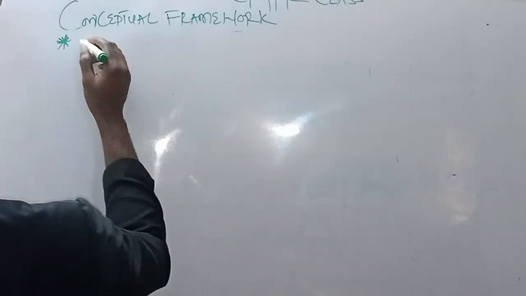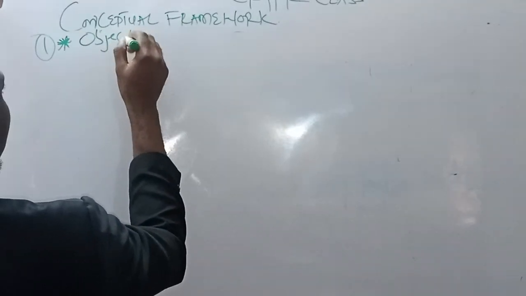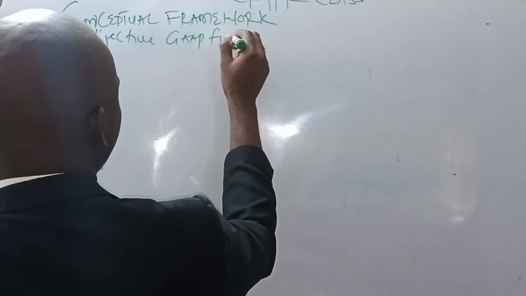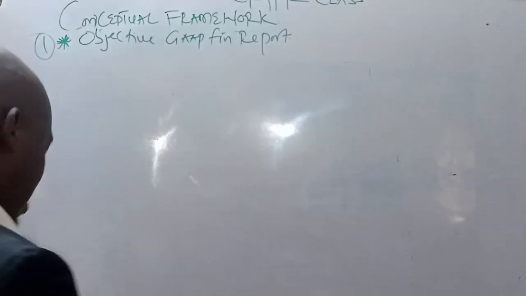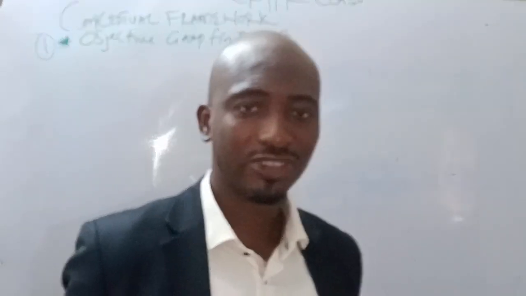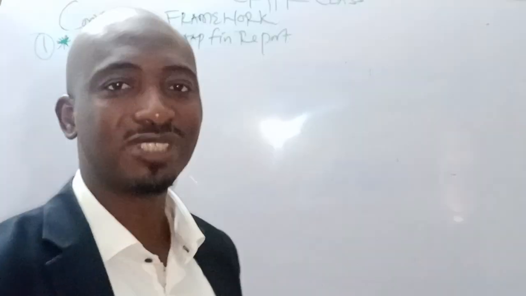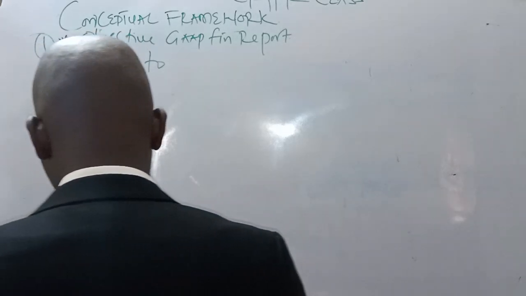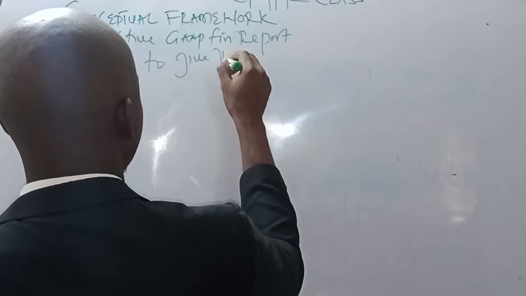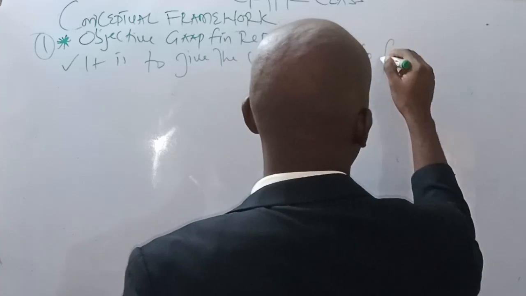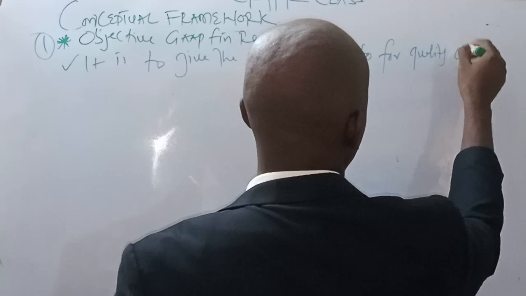We look at the first one, that is the objective of the general acceptable accounting principle, GAAP financial report. That is, the standard did not tell us what the objective of availing financial reports is, but the conceptual framework tells us exactly what the objective is. And the objective is this: it is to give the users quality information for quality decision making.